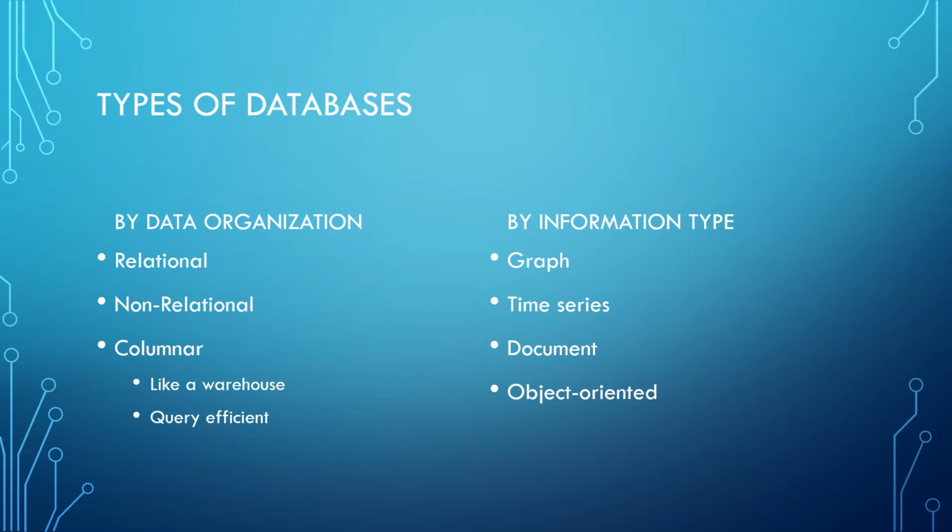Types of databases. Usually people just refer to types of databases as either relational or non-relational. Really, you can categorize databases by data organization, which is relational, non-relational, columnar, wide columnar, or by information type. Is it graph? Because graphs are stored differently than numbers are. Or time series, or document.